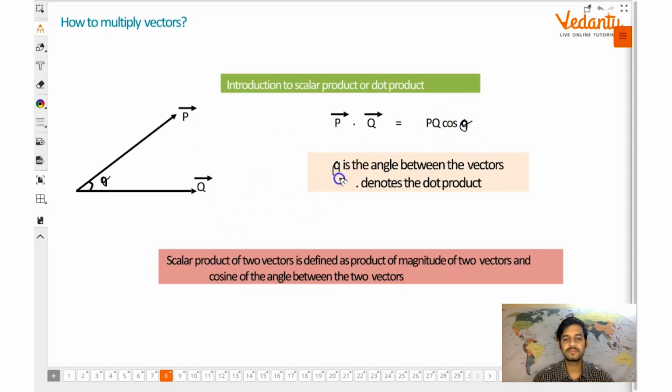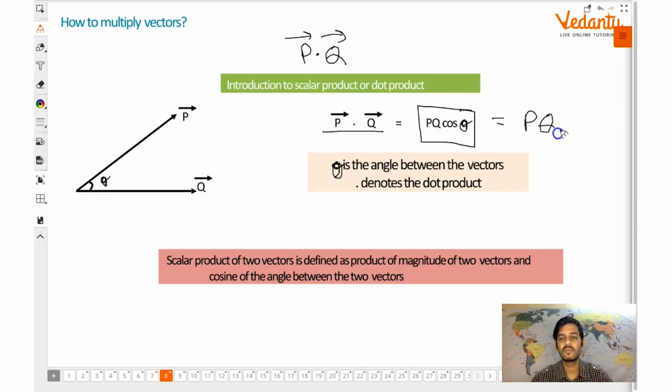Let's say P and Q are two vectors with angle theta between them. Then P dot Q, this is the notation of writing a dot product. P dot Q means we are doing dot product or scalar product. The numerical value, the result for that, is PQ cos theta, where theta is the angle between the two vectors. Guys, सीधा formula है, याद रखना है. Okay, point clear सभी को?